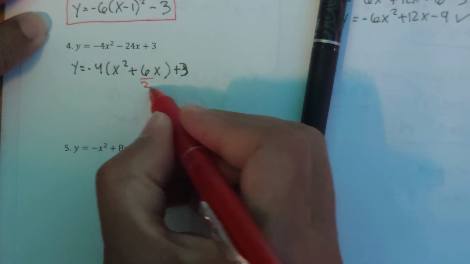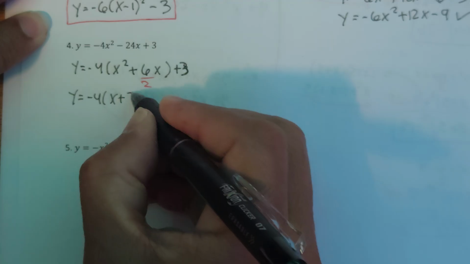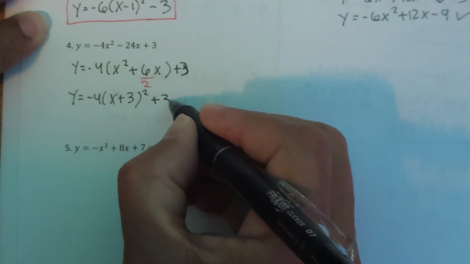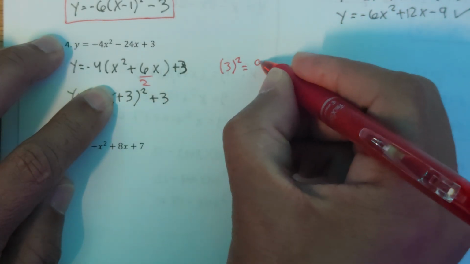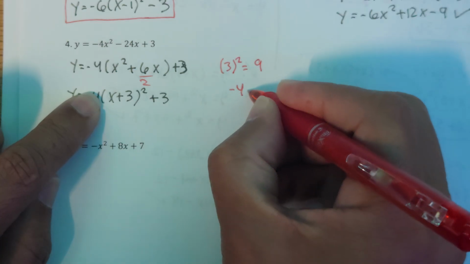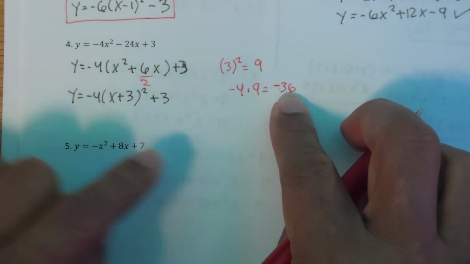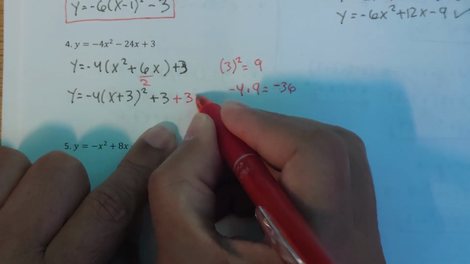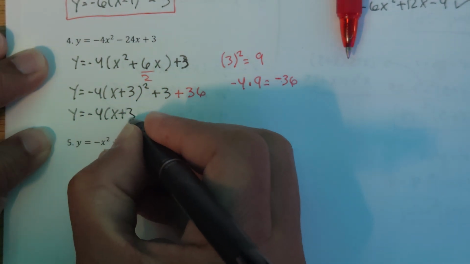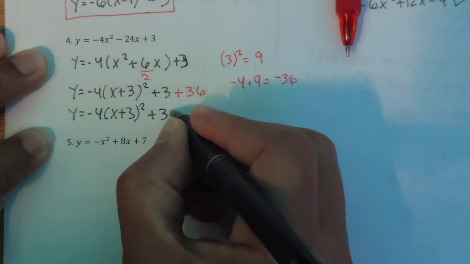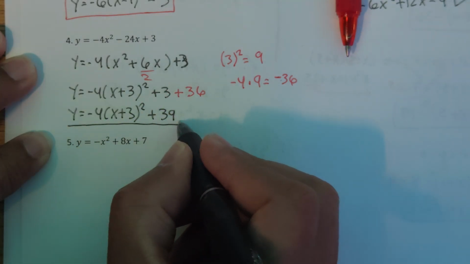Okay, so take our b value, divided by 2. So y equals negative 4 times (x plus 3) squared plus 3. So now take this 3 and square it outside. So then this is 9, then multiply that by negative 4. And that gives us negative 36. Since it's negative, to undo it, we add it. So plus 36. So then y equals negative 4 times (x plus 3) squared plus 39. I am not going to check this for the sake of time, but I know it works. But you can check this yourself.